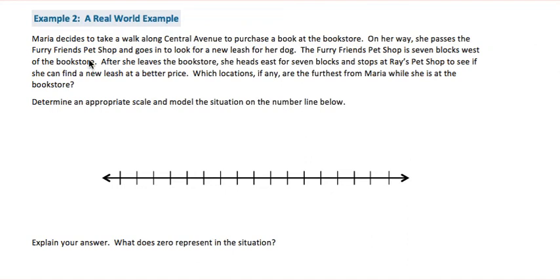All right, so Maria is going to take a walk along Central Avenue to purchase a book. Maria, wherever she is right now, has to be our 0. So we're going to locate our 0 right in the middle here on the number line. Here is our 0. This is where Maria is right now.